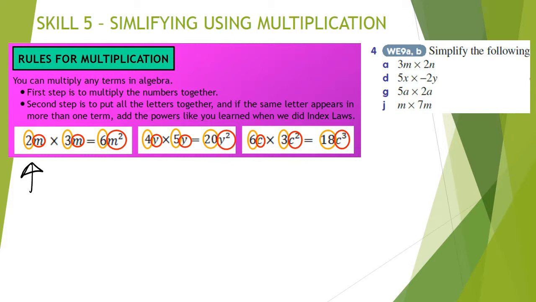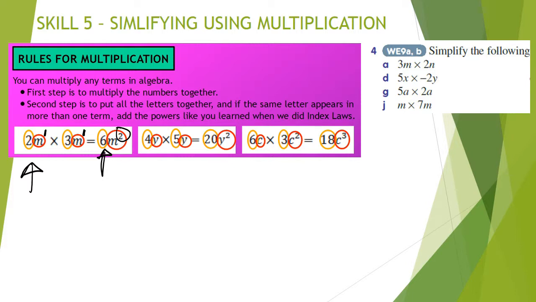So if we look at 2m times 3m, the numbers are circled in orange, so we do 2 times 3, which gives 6, and the letters are circled in red. M times m gives m squared. The reason why it's m squared is there's an invisible power of 1 here, an invisible power of 1 here. So we add the powers. 1 plus 1 gives 2. So we finish up with 6m squared.